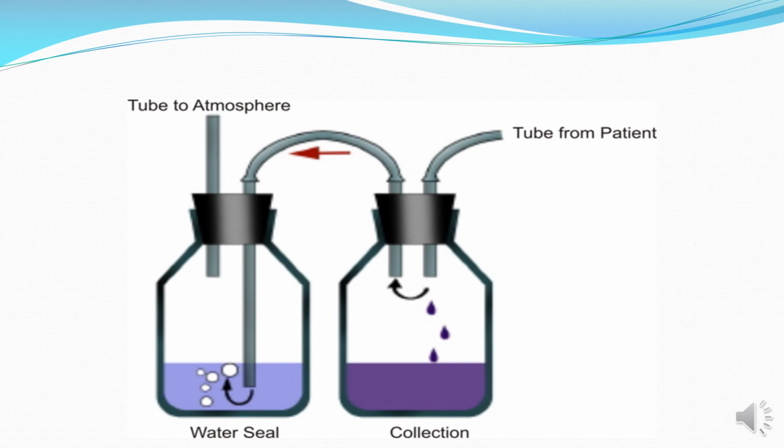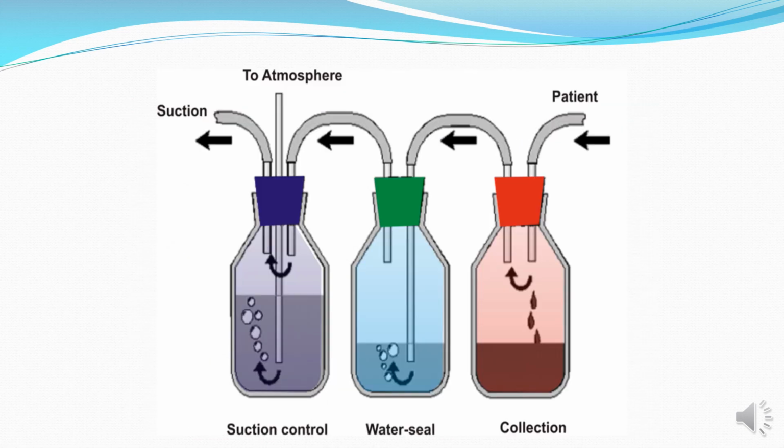Then in case the fluids are not coming out at the pace you want them to come out, you are going to put in a third bottle, which is a suction control. Now the suction control will simply help you to pull, so that fluids and air come out at the rate you would want them to come out. So the third bottle is a suction bottle to pull out or to quicken up the process.